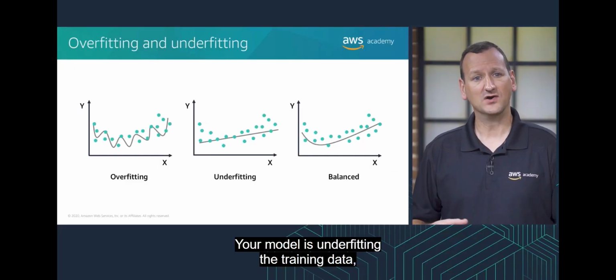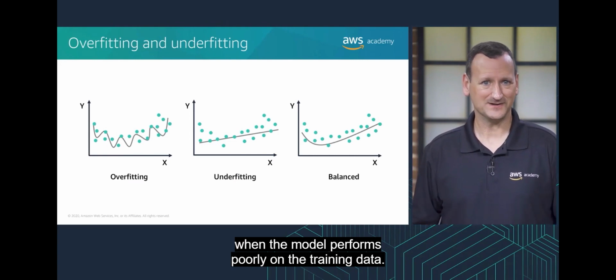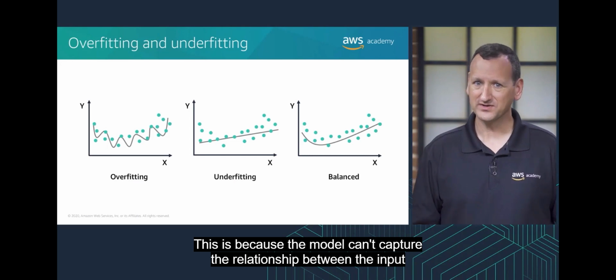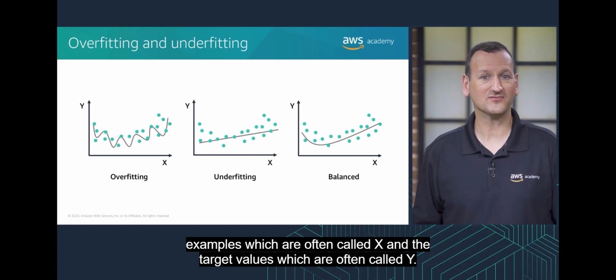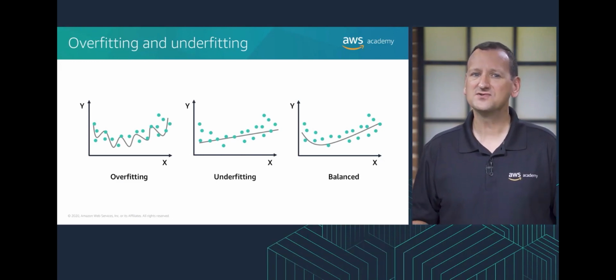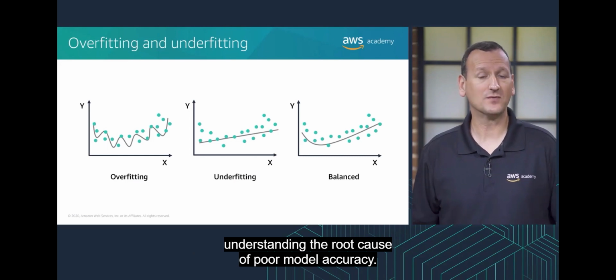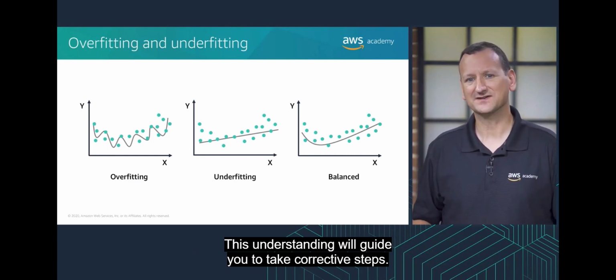Your model is underfitting the training data when the model performs poorly on the training data. This is because the model can't capture the relationship between the input examples, which are often called X, and the target values, which are often called Y. Understanding model fit is important for understanding the root cause of poor model accuracy. This understanding will guide you to take corrective steps.